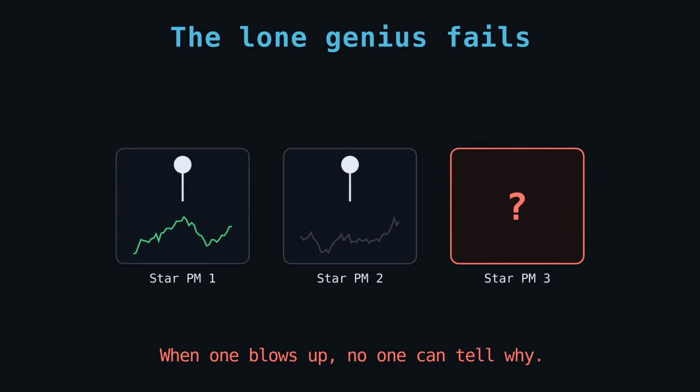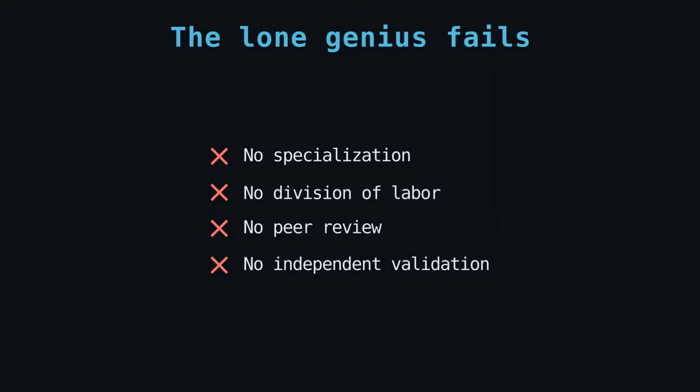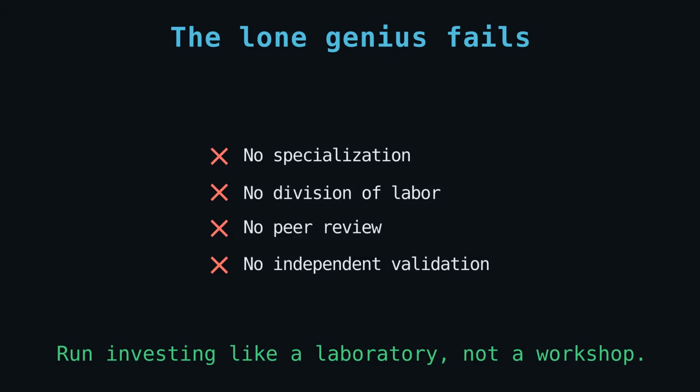The traditional firm hires star portfolio managers, hands each one capital, and hopes their intuition produces alpha. But this lone genius model is a silo, irreproducible, impossible to debug, and when one blows up, no one can explain why. There is no specialization, no division of labor, no peer review, and no independent validation, the very things that make real science reliable. The fix is to run investing like a laboratory, not a one-person workshop.